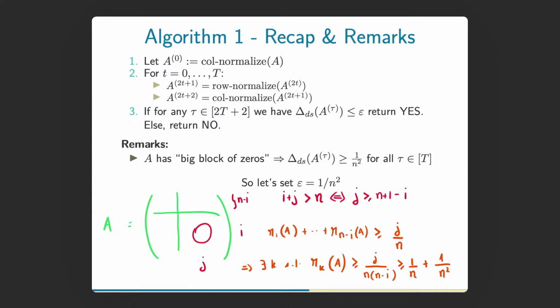Because I know if I have this big block of zeros, my gradient will never be smaller than 1 over n squared. Right? The norm of my gradient. Does that make sense? So that's my epsilon 0 that I'm going to set. Does that make sense? Yes, you actually didn't require integer.